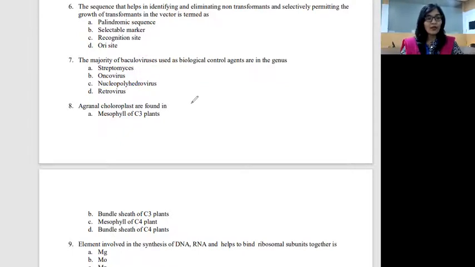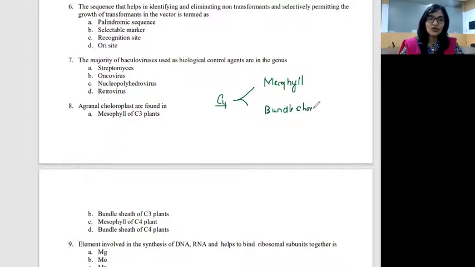Okay, the next question is a simple question from photosynthesis. We already know about the C4 plants. In C4 plants, what exactly happens? We are going to talk about two things: mesophyll cells and bundle sheath cells. So the question is, where is the agranal condition? Agranal means absence of grana. So what is a grana?